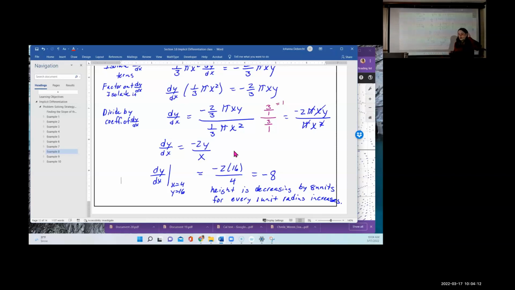It's the rate of change of the height of this cone with respect to the radius. As you make the radius larger, you have to decrease the height to keep the volume of the cone constant. So if you want the volume of the cone to be constant, you have to compensate for making one of them larger by making the other one smaller. In fact, you've got to make the height much smaller for a small increase in the radius. An increase of 1 in the radius requires a decrease in the height by 8 units.